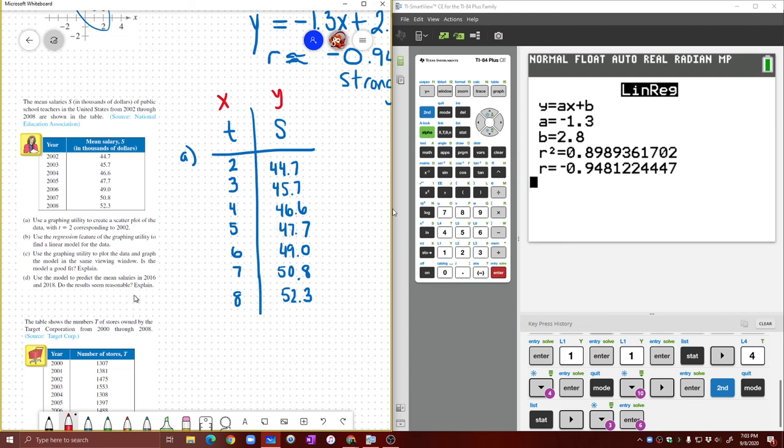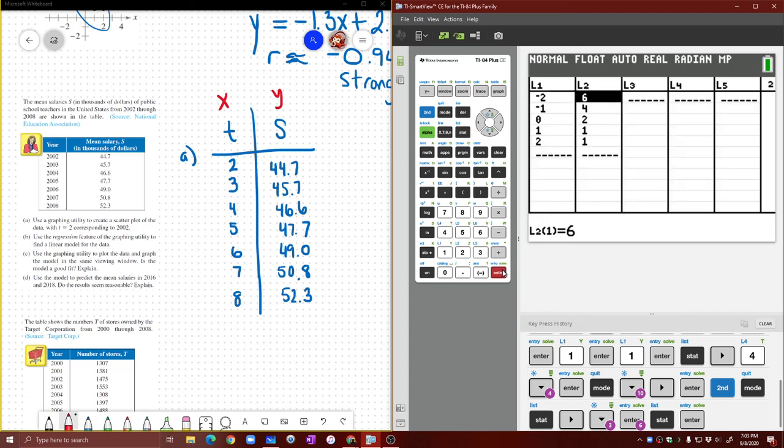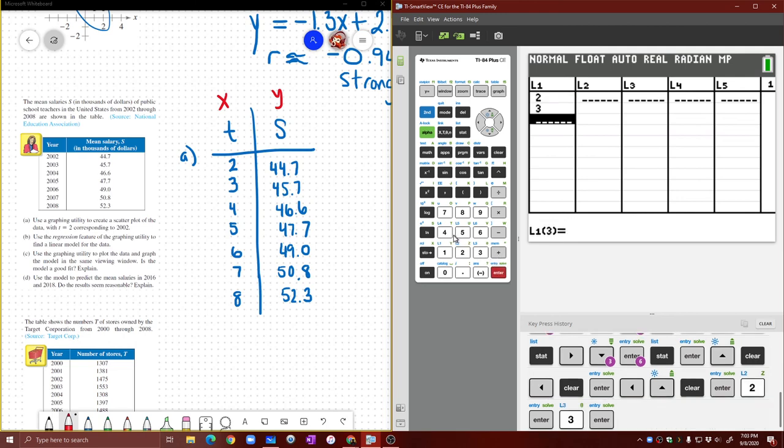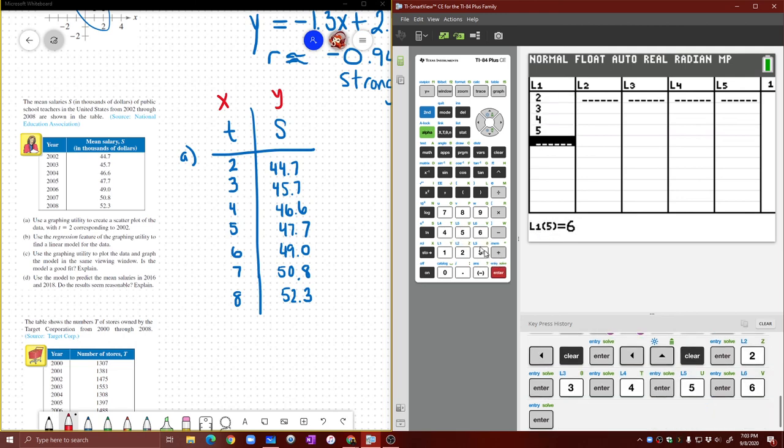Okay, so we're going to use the graphing utility to create the scatter plot. Do we have to draw the scatter plot? No, we're just going to put it in our calculator. So go into my stat, edit. L1 and L2, I'm going to clear those out. Now we're going to enter my L1s: 2, 3, 4, 5, 6, 7, 8. The most tedious part of the problem, but also the most important.